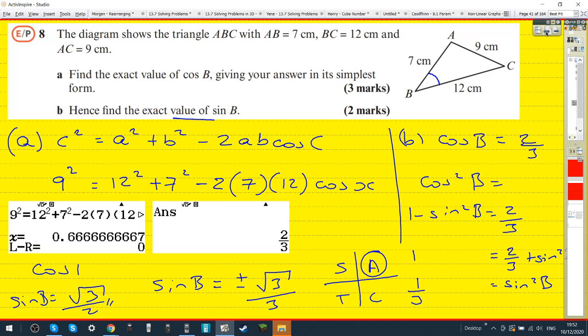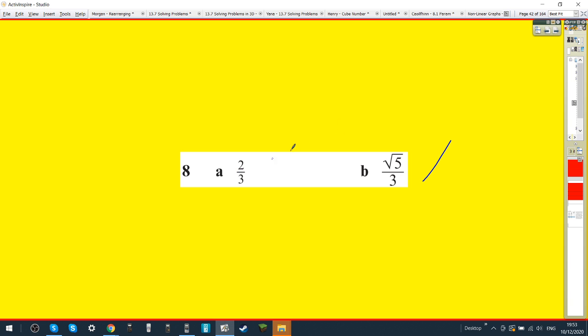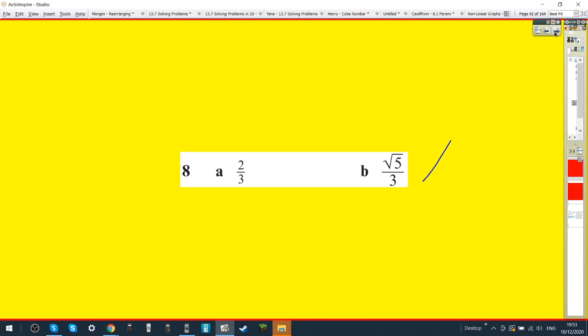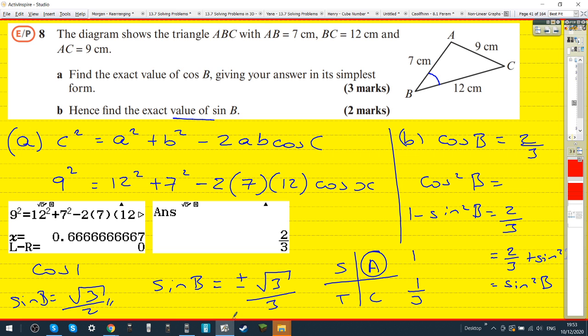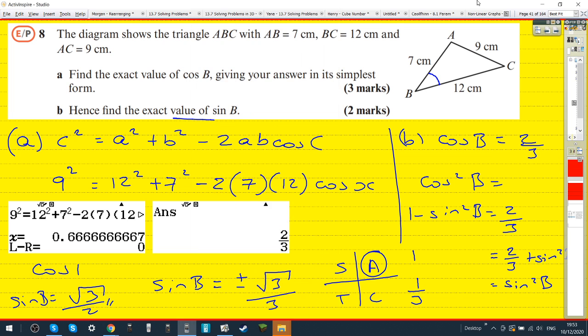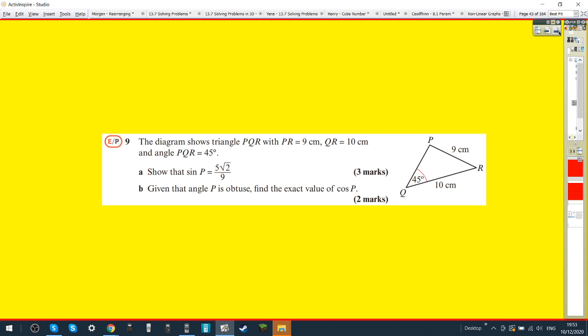Wait, root 5/3? That might be a misprint. 2/3 isn't very complicated. 1 minus 2/3 is 1/3. And I'll show you what your calculator did. If you do the square root of 1/3, that automatically rationalizes the denominator. Even simpler, 1/√3. It's automatically rationalizing the denominator. And it's definitely root 3/3, not root 5/3.